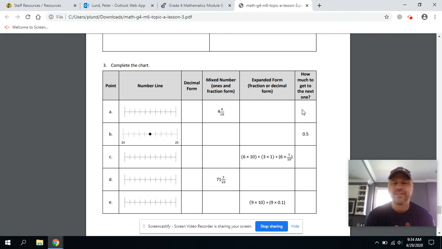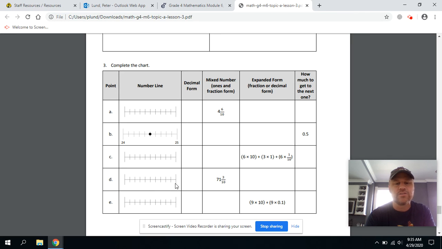Let's take a look at D, because that's where they're throwing out a bigger number. It's still just a mixed number, but there is a digit in the tens place as well. So 71 and 3 tenths. Decimal form, wouldn't that be 71.3? And then on the number line, the whole numbers that it's between are 71 here and 72 here.